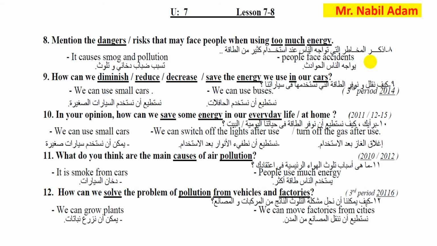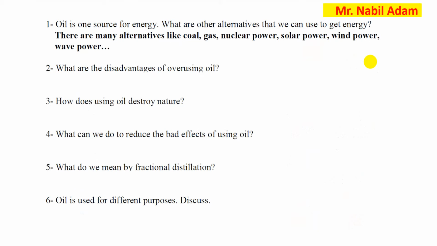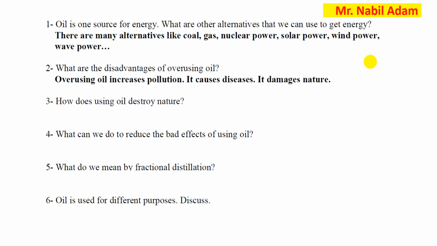Oil is one source of energy. What are other alternatives that we can use to get energy? There are many alternatives like coal, gas, nuclear power, solar power, wind power, wave power, etc. What are the disadvantages of overusing oil? Overusing oil increases pollution. It causes disease. It damages nature.